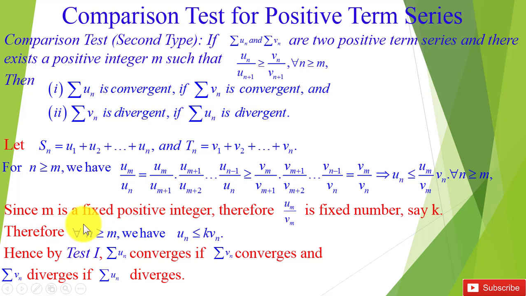Since m is a fixed positive integer, therefore um by Vm is a fixed number, say k. Therefore, for all n greater than or equal to m, we have un is less than or equal to k times Vn. Hence, by test 1, sigma un is convergent if sigma Vn is convergent, and sigma Vn diverges if sigma un diverges.